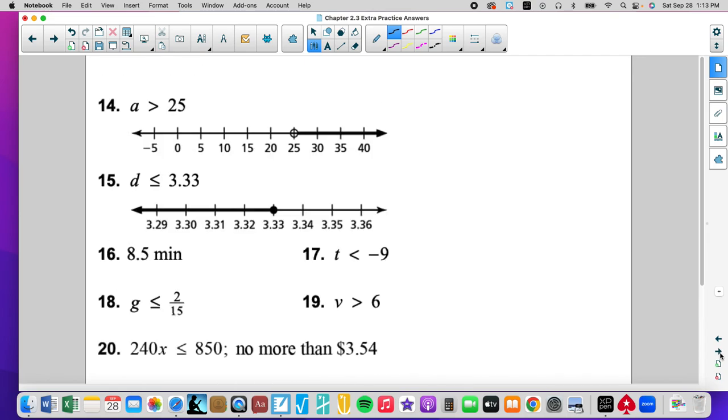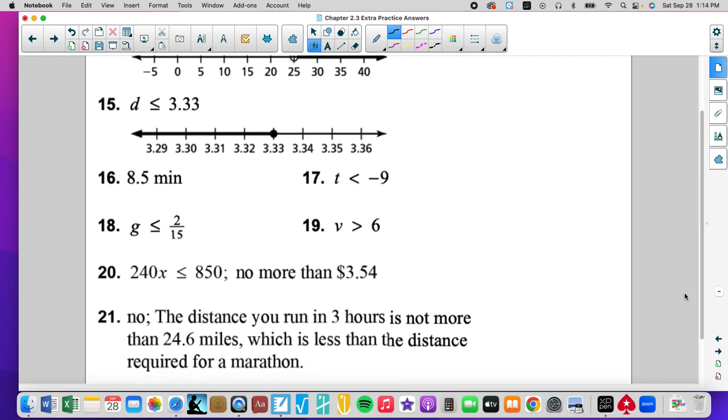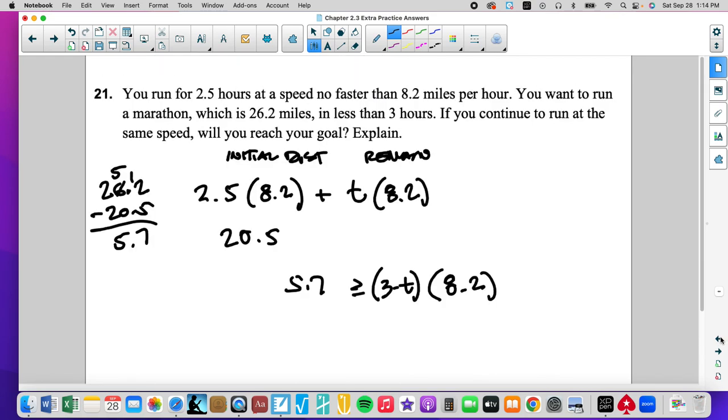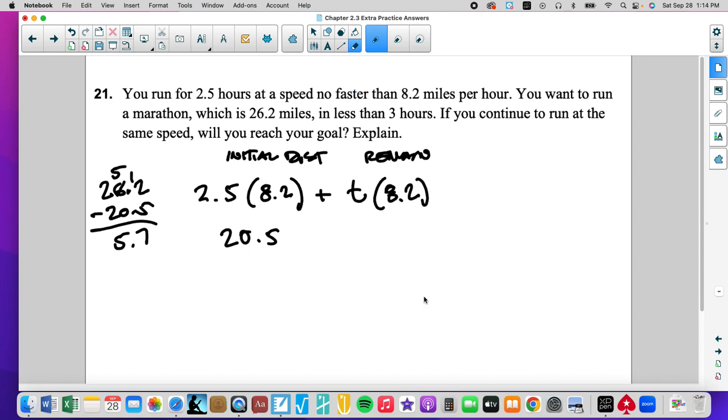Let's look at problem number 21 solution. No, the distance you run in 3 hours is not more than 24.6, which is less than the distance required. Oh, so they want concrete. They don't want to write a problem. So we just need to know. Okay, let's go back to this. Let's go back to this info.